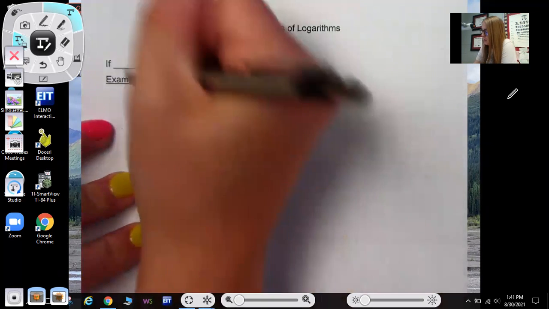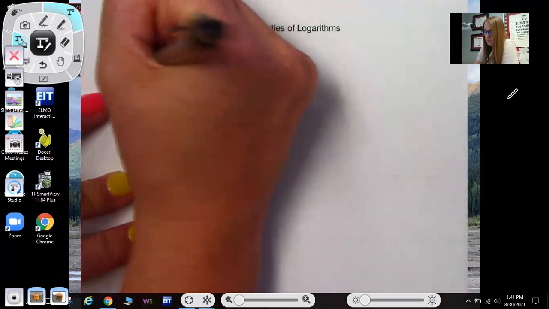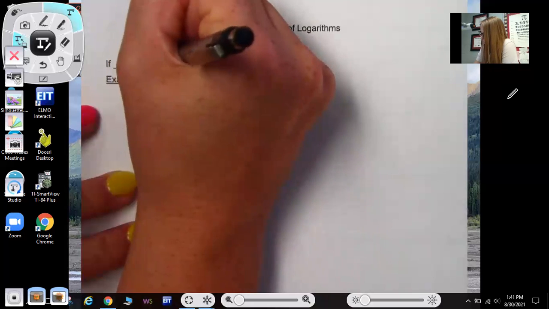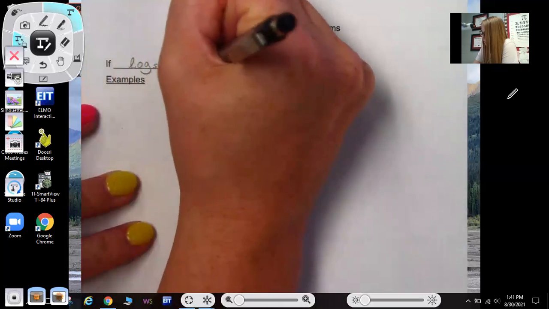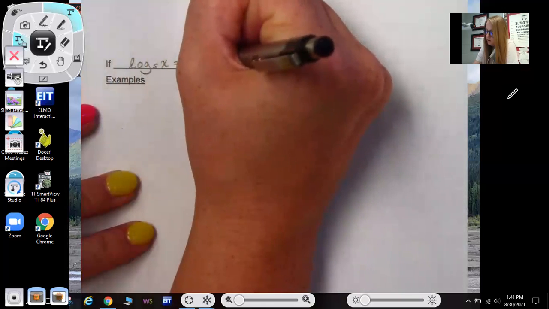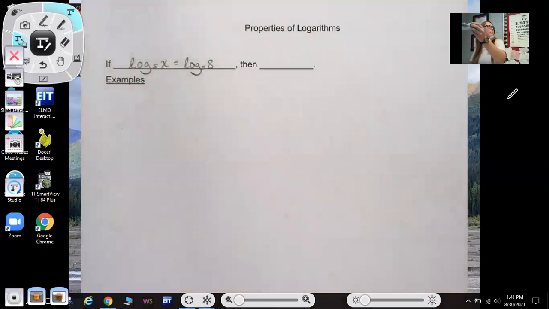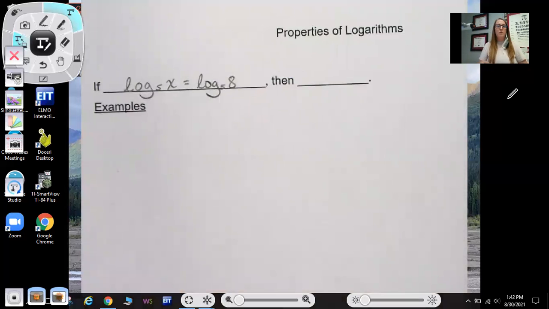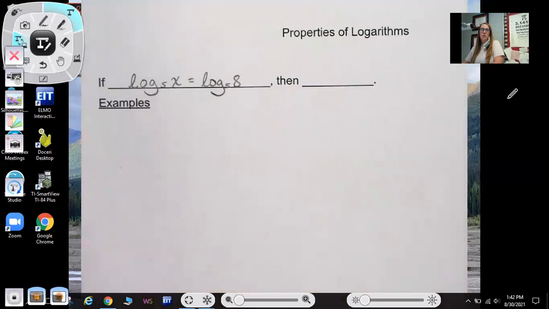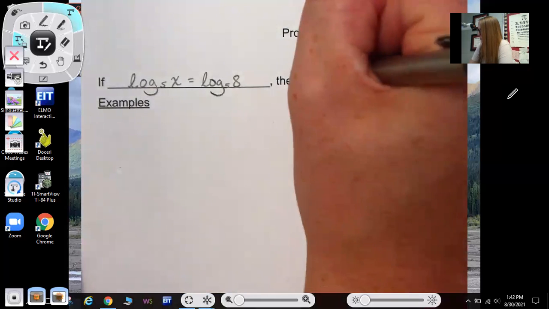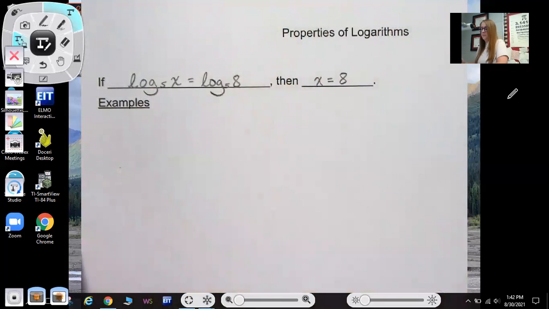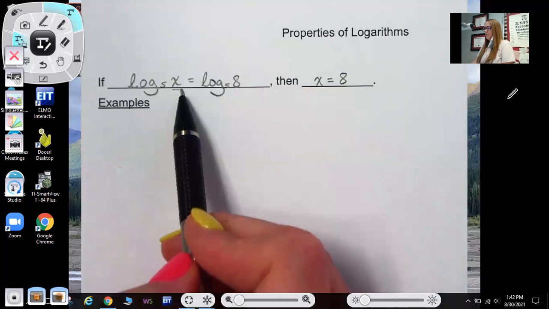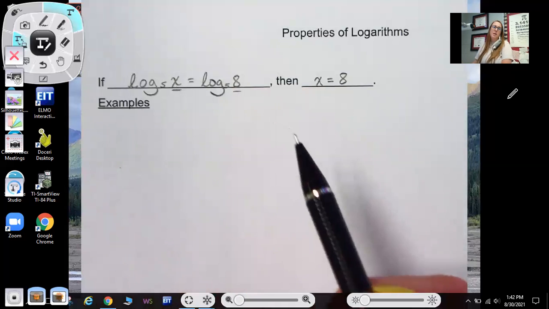The first one is this. If we have log base 5 of x equals log base 5 of 8, then what does x equal? 8. So if you have two logarithms that are equal to each other, as long as they have the same base, then whatever is in this position and this position have to be equal.